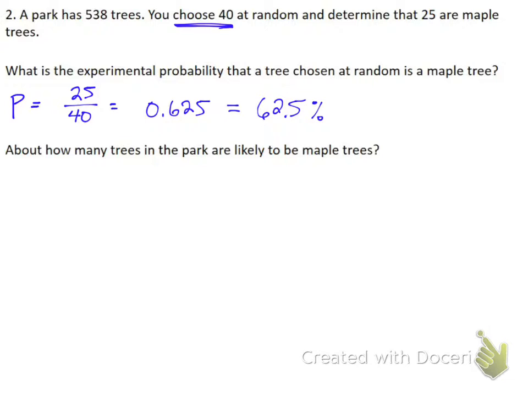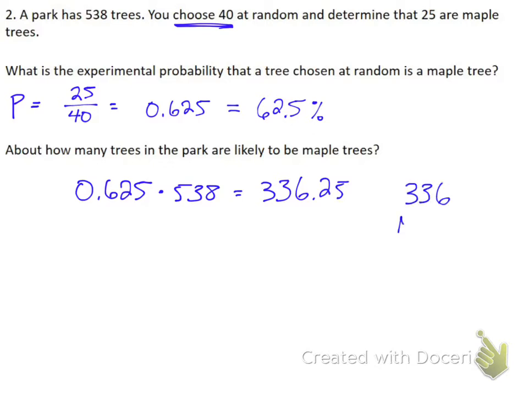And then it says how many trees in the park are likely to be maple. So I can take that 0.625 and multiply it by the number of total trees, which is 538, and that gives me 336.25. And so I can say about 336 trees will be maple trees.